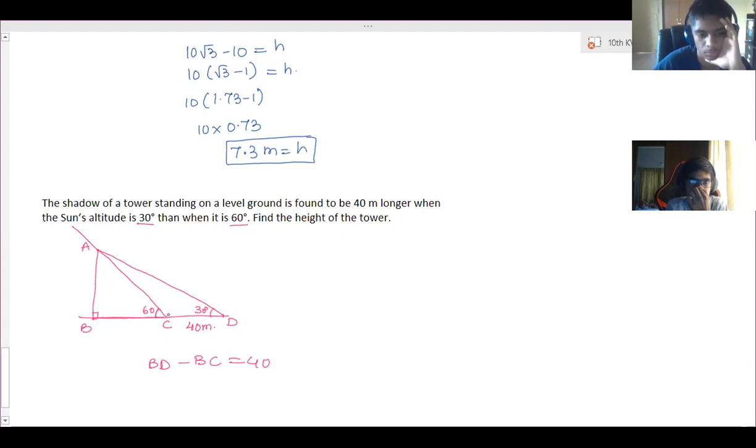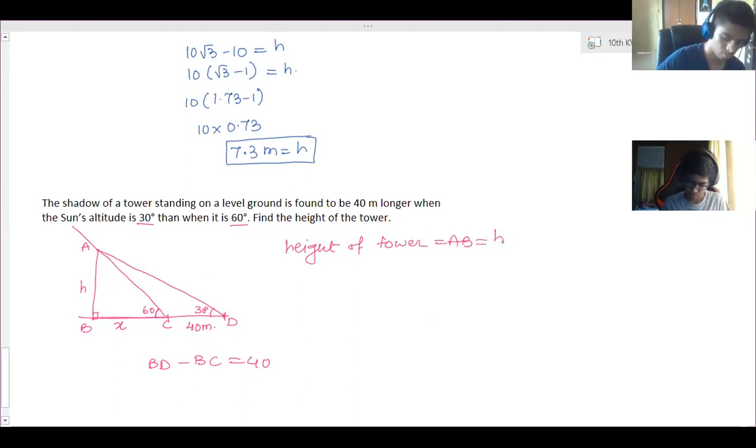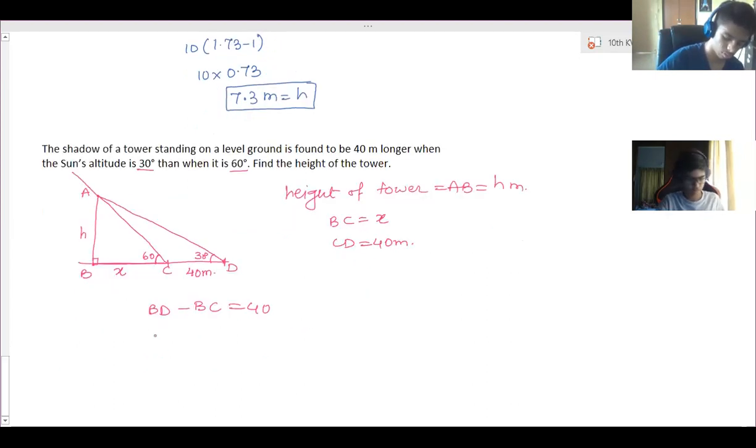Now what we have to calculate? Height of the tower we have to calculate. Consider BC as X and consider height of the tower as H. So height of tower, that is AB, is H meters. Take BC as X and CD will be 40 meters. Now we have to use two triangles. Trigonometry. So first we will use it for the 60 degree triangle ABC.